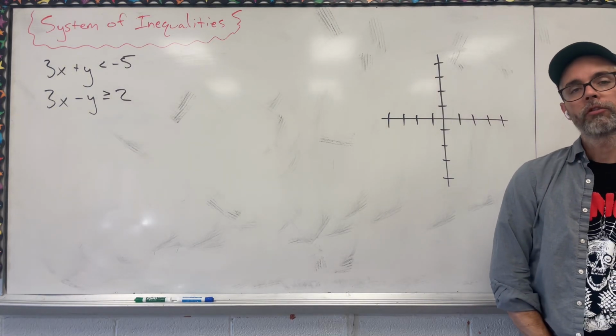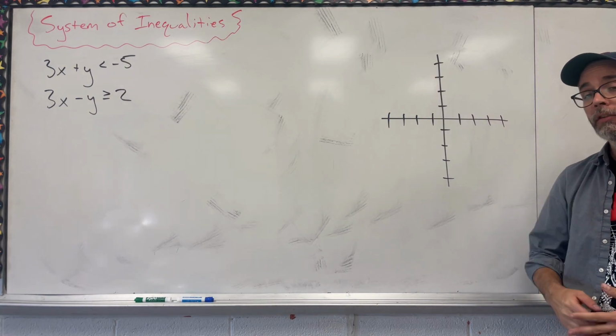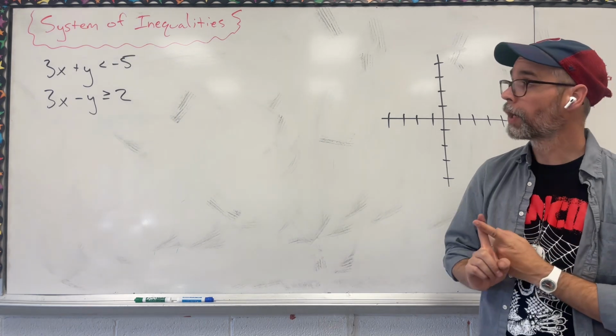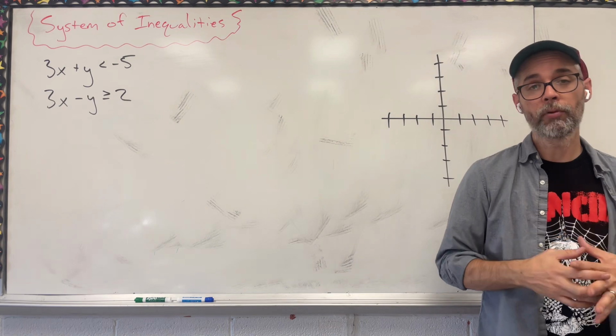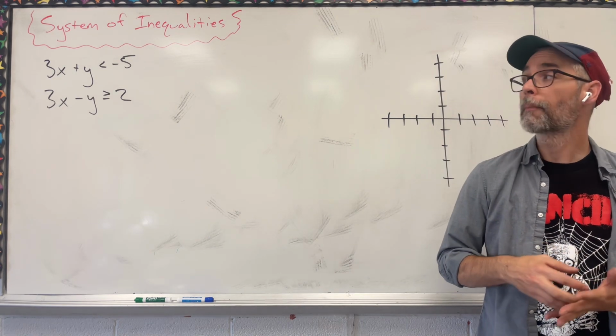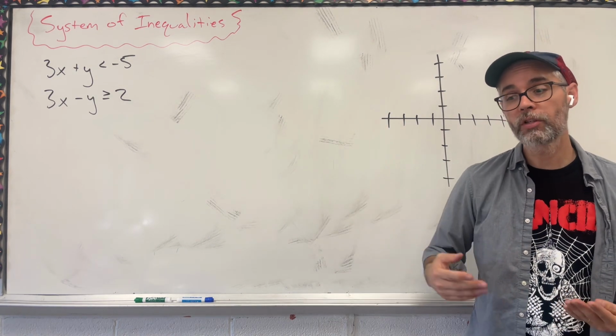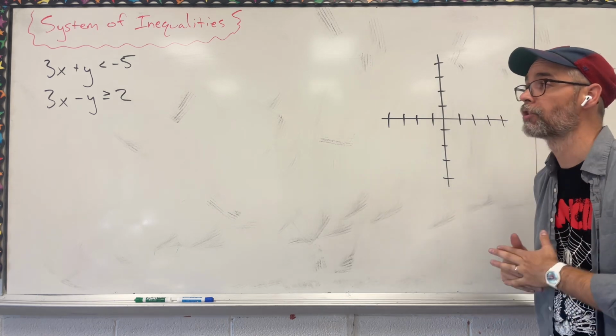Hi, today we're going to take a look at graphing a system of inequalities. A system means you have more than one problem. Here we have two, and we're going to put them on the same graph, same coordinate plane. We're looking to see where they overlap. And since we have inequalities, we're going to see where the shaded regions overlap each other.